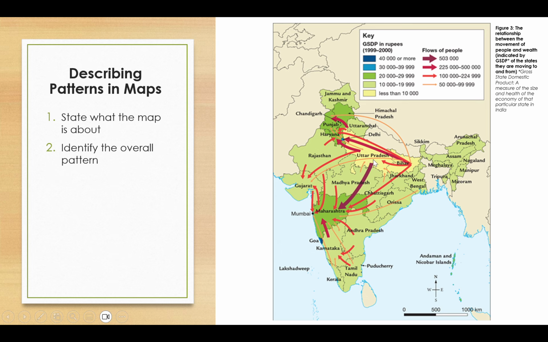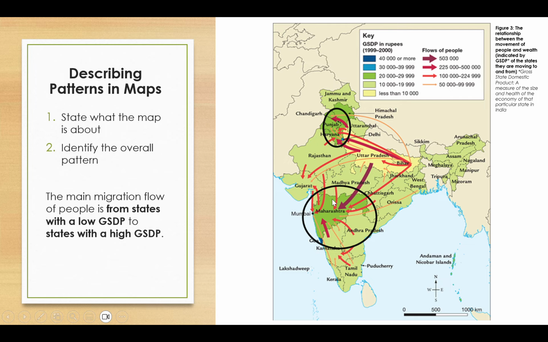Now I can see a lot of arrows are going into the darker coloured states, which show the higher GSDP, and a lot of arrows are leaving the lighter coloured ones, which show the states with a lower GSDP, and they're generally going into the higher GSDP states.